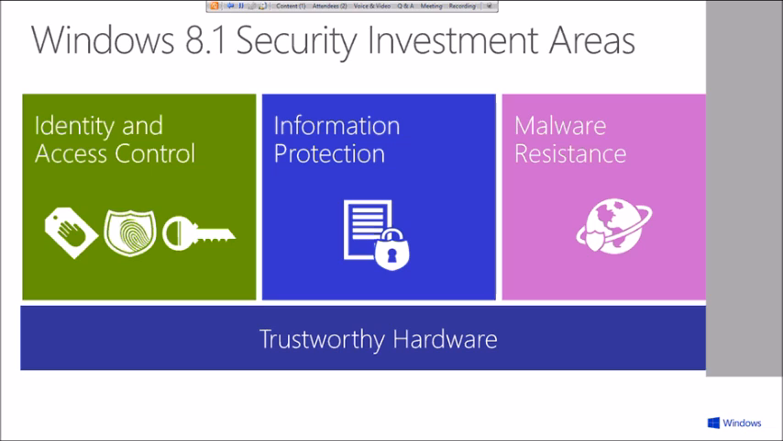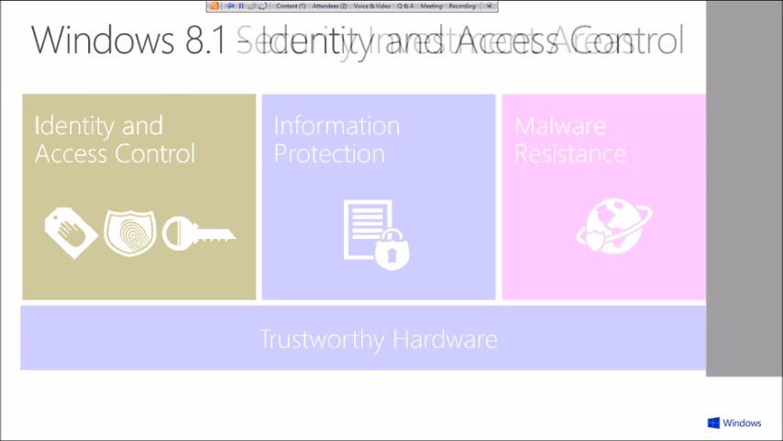Third pillar, malware resistance. When we look into malware resistance, this is all about how do I secure my computer, my Windows devices against attackers from outside the network, against even attackers who just try to plug in a USB thumb drive with malicious content to gain access to my computer. So these are our investment areas when we're looking into security, and I would like to really dive into each of them with you and talk about the new capabilities of Windows 8.1.